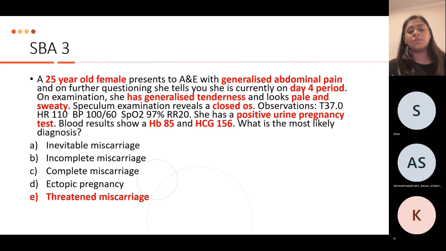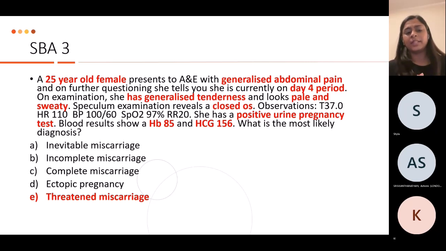With an incomplete miscarriage, the os can be open or closed, but you would need to see product. So you need a transvaginal ultrasound scan to actually know whether it's an incomplete miscarriage. And if it's complete, then the os will be closed, the symptoms would be settling, and you wouldn't see evidence of a pregnancy inside the uterus. So you just see a normal thin endometrial lining.